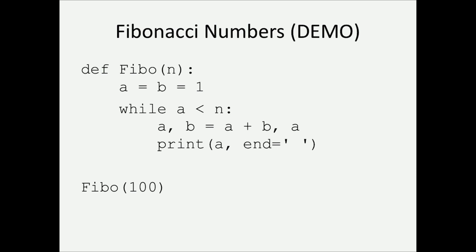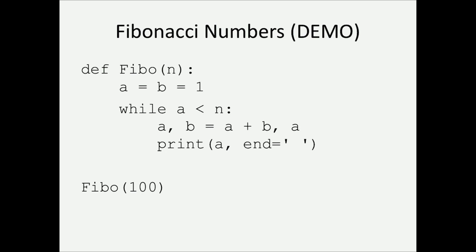And next we get a very interesting line here. This is called tuple assignment. Normally this would take several lines of code. If I wrote this in C or Java or most languages, it would take actually several more lines. I'd have to use a temporary variable, and it would be kind of messy. What this next line says, A comma B equals B comma A plus B.